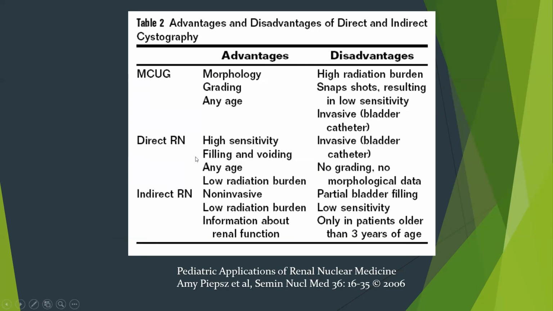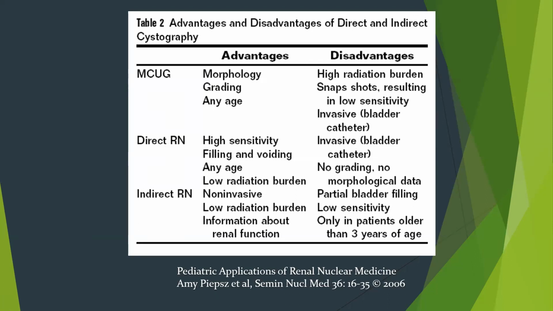For direct radionuclide cystography, it is highly sensitive, and we can see the filling and the voiding stages, and we can see this at any age. It carries a very low radiation burden, but again, we may require a bladder catheter, and then we do not do any grading on the basis of morphological data.